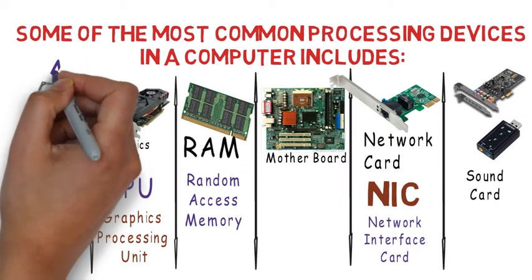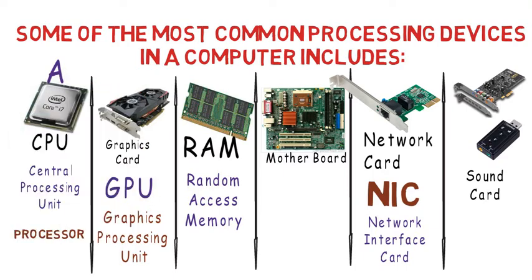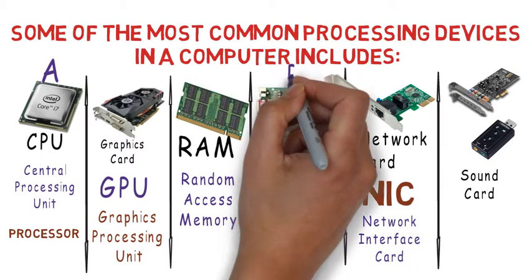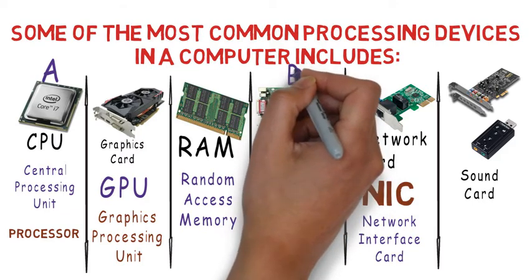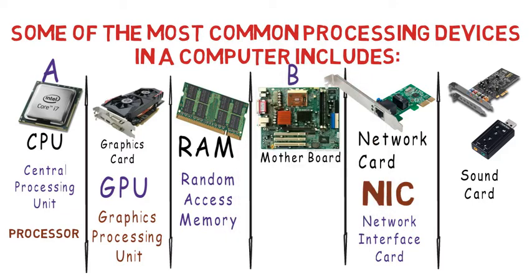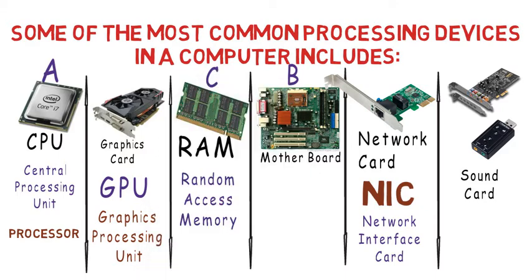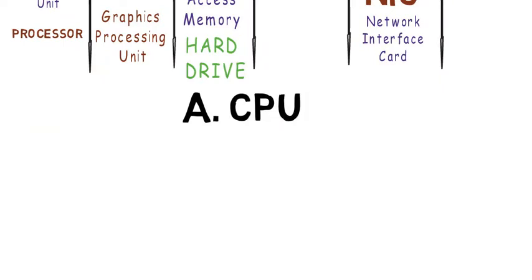We shall therefore take each of these processing devices and discuss more about them. But first, we shall talk about the CPU. Then, after discussing the CPU, we shall take the motherboard as the second. After that, we shall talk about the GPU as the third. But first, what is a CPU?